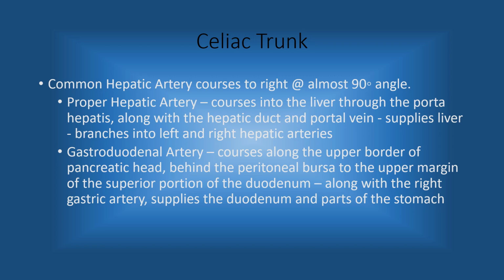The gastroduodenal artery courses along the upper border of the pancreatic head. It runs behind the peritoneal bursa to the upper margin of the superior portion of the duodenum. So what that means is it's going along the head, behind the bursa, and it's going to supply also that upper part of the C-loop of the duodenum. Along with the right gastric artery, it's going to supply the duodenum and also parts of the stomach.